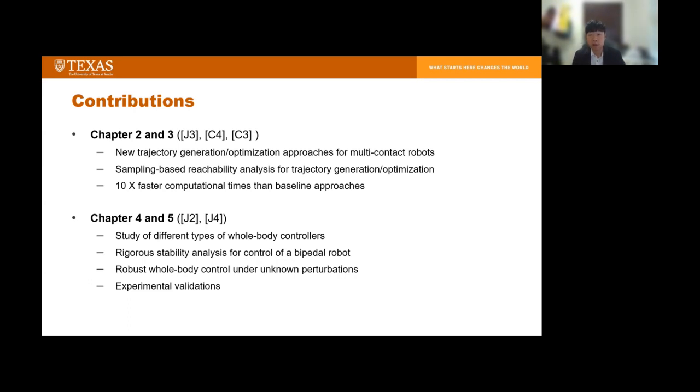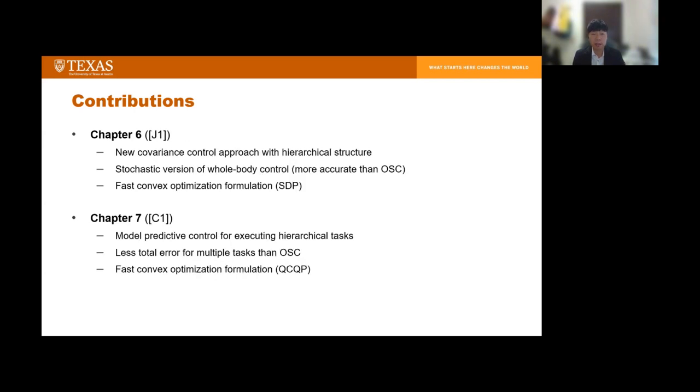In chapters 4 and 5, we show some contributions on robust whole body controllers that make our robot more robust in terms of unknown disturbances. In chapter 6, we propose a new algorithm called hierarchical covariance control and formulate the problem as convex optimization, which can be solved very fast. And chapter 7 shows the advancement of MPC to execute multiple hierarchical tasks.